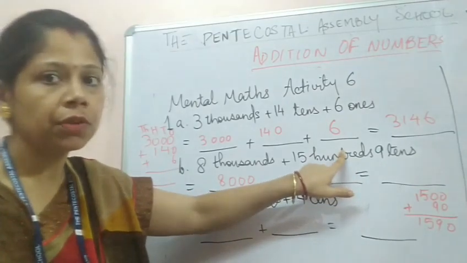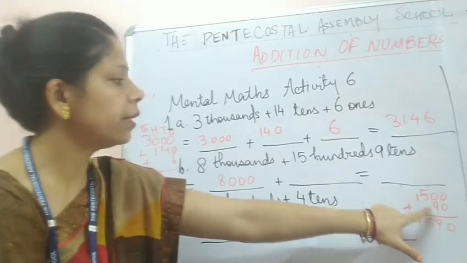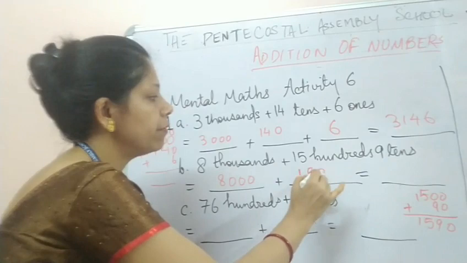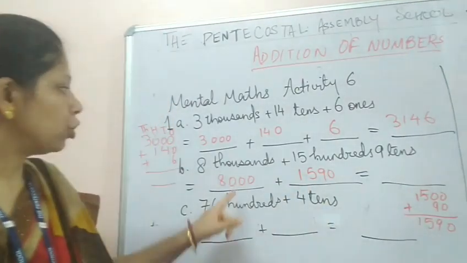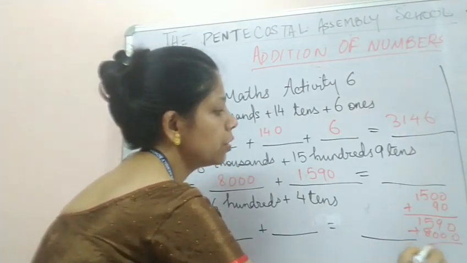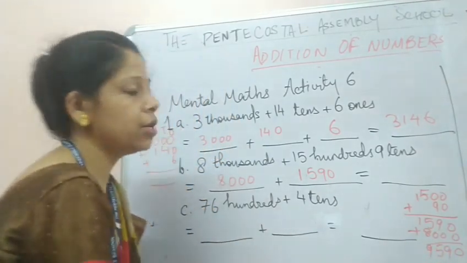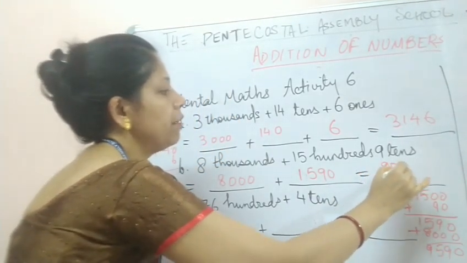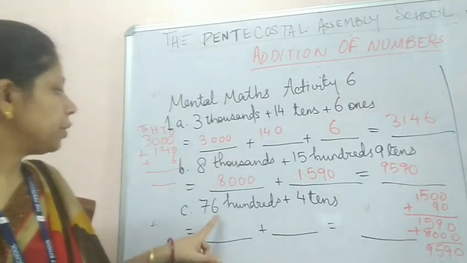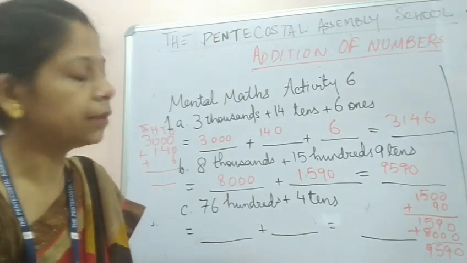So whenever this type of thing is written, like in this format, you will write 15 hundreds, 9 tens, which is 90, and add it. So it is 1590. And what you have to add in this? 8000. So add it. So it is 0 plus 0, 0, 9, 5, 1 plus 8, 9. So it is 9590.